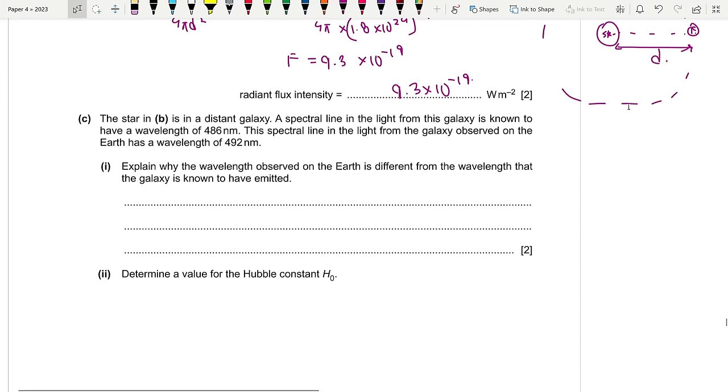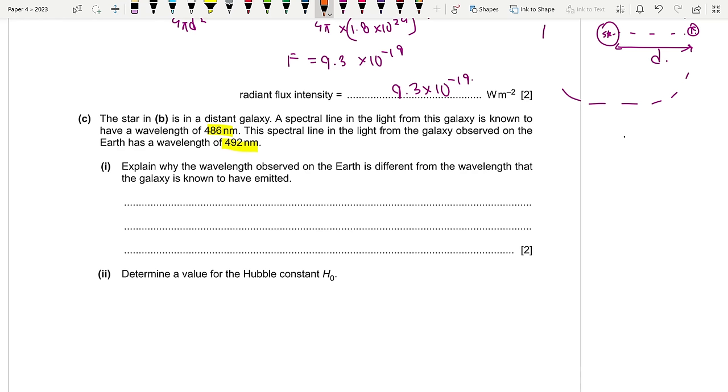Now the star B is in a distant galaxy. A spectral line in the light from the galaxy is known to have a wavelength of 486 nanometer. This spectral line, observed on the Earth, has a wavelength of 492. So as you can see, the observed wavelength is greater than the actual wavelength, the laboratory value.